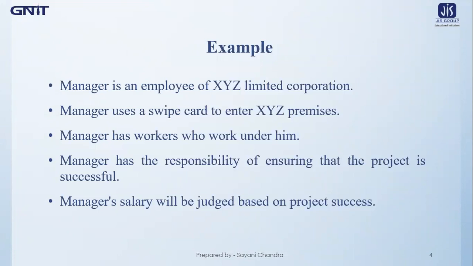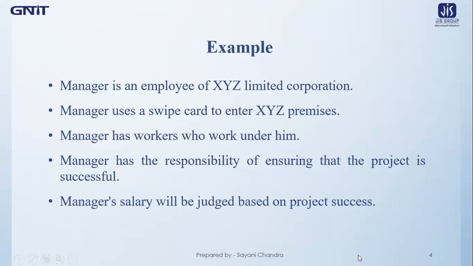The first point says that manager is an employee of XYZ Limited Corporation. So what does this actually mean? If we look at this requirement, that manager is an employee of XYZ Limited Corporation, then it's a parent-child relationship. Or we can say that it is an inheritance relationship. Now, this sentence specifies that manager is a type of employee. In other words, we can have two classes, parent class employee and a child class manager, which will inherit from the employee class.